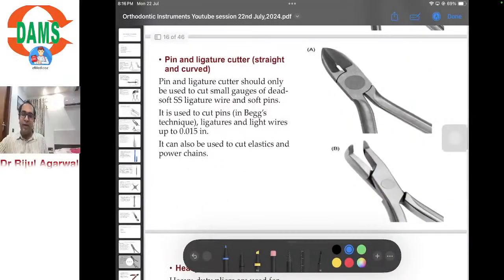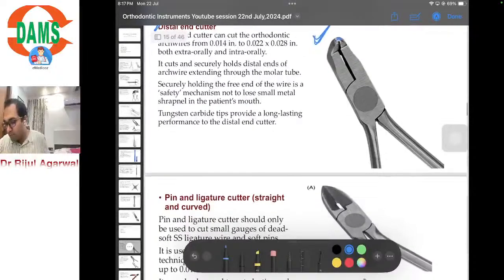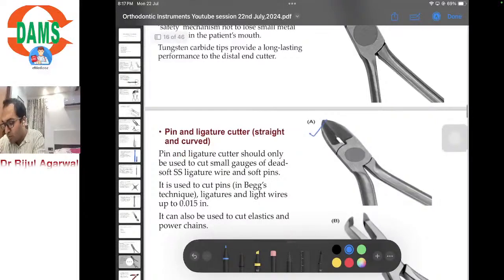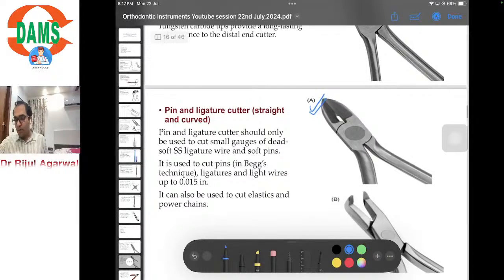Next is the pin and ligature cutter. It comes in two designs, straight and curved. If you look at it, the tip is narrow. Since it is narrow, it is used for cutting small gauge and dead soft stainless steel ligature wire and soft pins. It can be used to cut up to 0.05 inch only. It also cuts elastics and power chains.